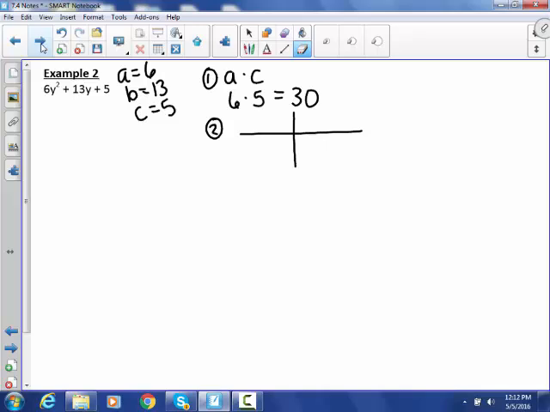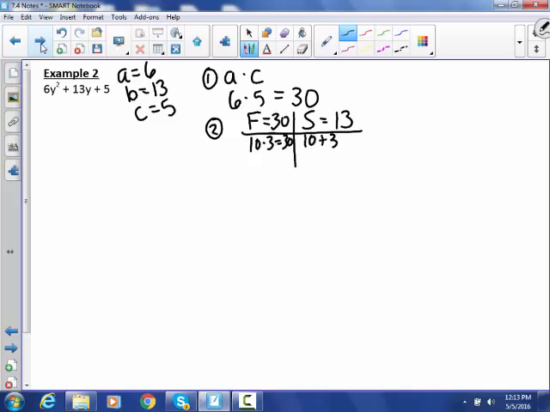Okay, so what do we want factors of? 30. We want factors of 30. Yep. So factors of 30. The sum has to be 13. Okay, what do you got? 10 times 3. Yep. And everything's positive, so that makes it nice.